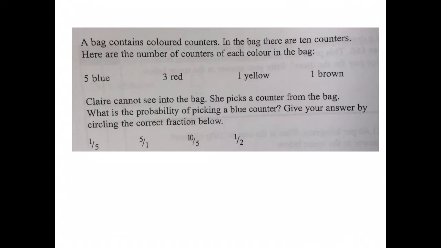Well, let's go through each of the counters. Of the 10, 5 are blue. Of the 10, 3 are red. Of the 10, 1 is yellow. And of the 10, 1 is brown. But we are concerned with the blue counter. So 5/10 is the exact same as a half, 5 being half of 10. So half is the one that we need to circle.